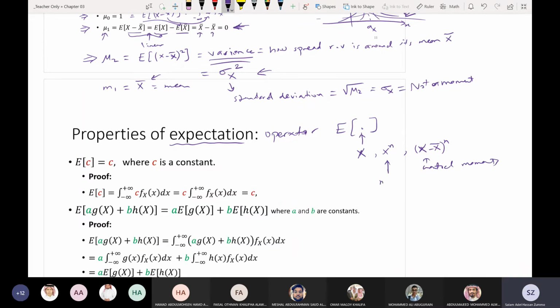These are moments around the origin, or in short, moments. And this gives us the average or the mean. So basically, whatever you put inside gives you different meanings. So this E of whatever inside is what we call the expectation operator.